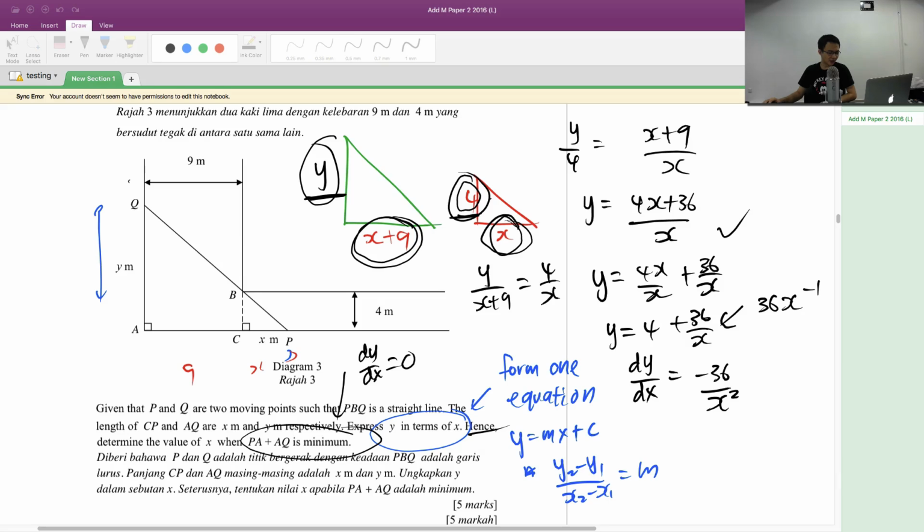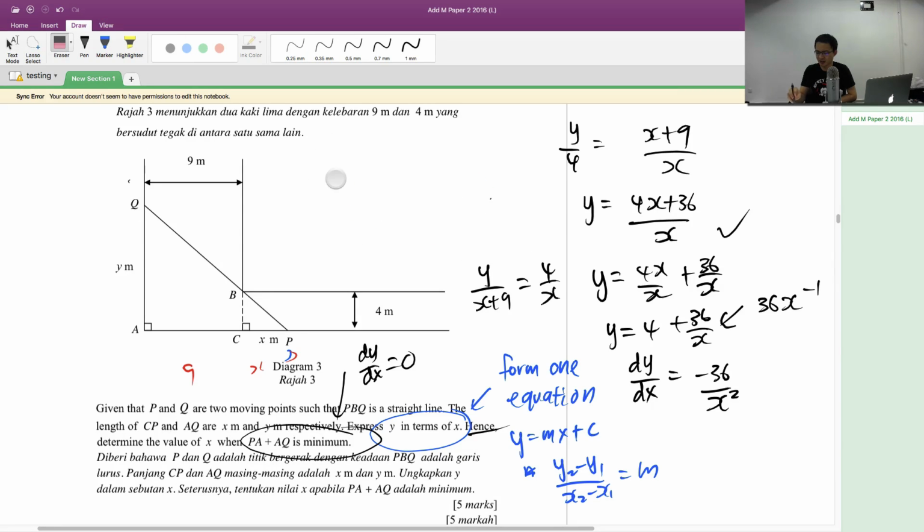Why do we have to divide? Because this is a ratio? Yes, because they are similar triangles. Have you actually learned about similar triangles in SPM math? I think some students do learn it. What do I mean by similar triangles?